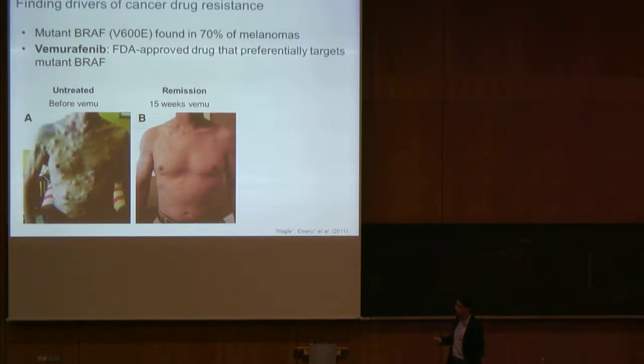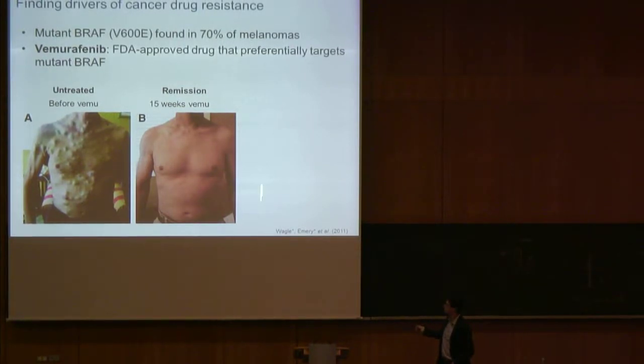So in 2011, the FDA approved vemurafenib. It's a so-called kind of next-generation chemotherapy. It targets specifically mutant BRAF because regular BRAF is expressed in virtually all of our cells. And you can see a patient who carries this BRAF mutation that has several tumors here in this picture.